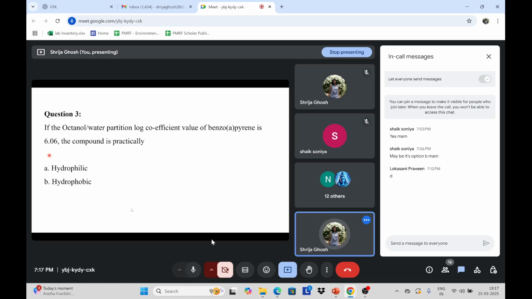Think logically. The concentration of a particular compound in octanol versus the concentration of that same compound in water is given to you, and now I'm asking if the compound is hydrophilic or hydrophobic. Hydrophilic means it is more likely to be soluble in water, and hydrophobic means it is not very soluble in water. Maybe it can be soluble in octanol. So this is your hint. Think and answer. This is not a very difficult question. Everybody should be able to answer it. At least try to understand the question and write your answers.